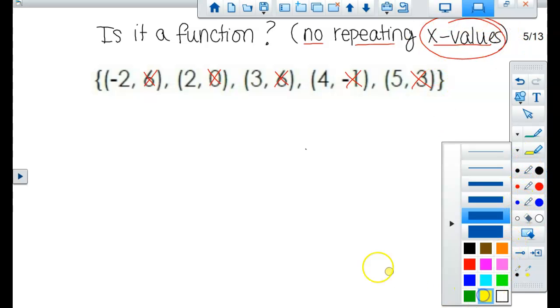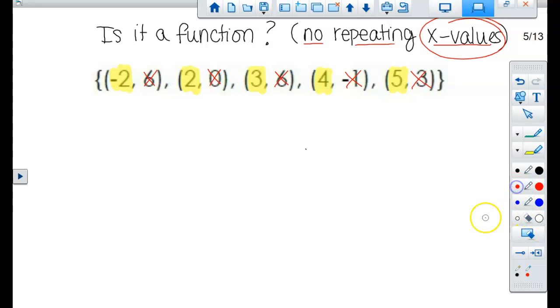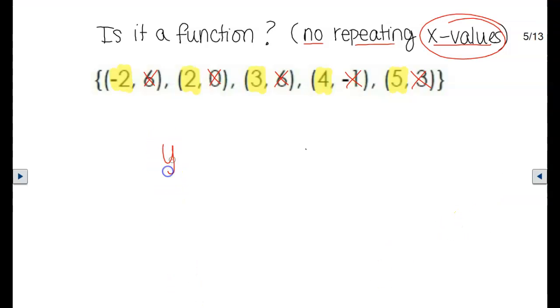So I'm going to go through this set of ordered pairs and I'm going to look. I have -2 for x, I have positive 2 for x. I have 3 for x. I have 4 for x. I have 5 for x. So were any of those repeated? No. I saw negative 2 one time, and then I didn't see him again. I saw 2 one time, 3 one time, 4 one time, 5 one time. There are no repeated x values up here. They're all different. So when they ask me, is it a function, I would say yes.